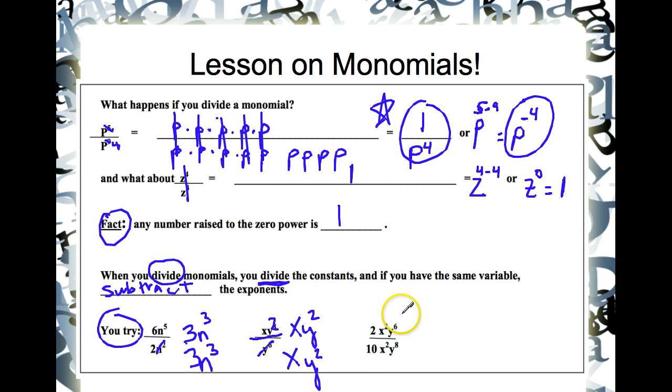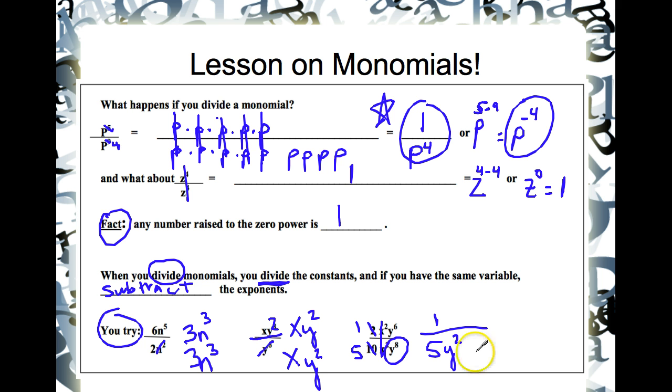Finally, in the last example, you have a 2 on top and a 10 on the bottom. That's like simplifying a fraction. So 2 goes into itself once, and 2 goes into 10 5 times. So far we have 1/5. Now you have x squared on top, x squared on the bottom. That cancels because anything over itself is one whole. And now you have y to the 6th and y to the 8th. 8 is bigger, so the bottom wins. How much bigger is it? Well, it's bigger by 2. That's the way I like to do this.